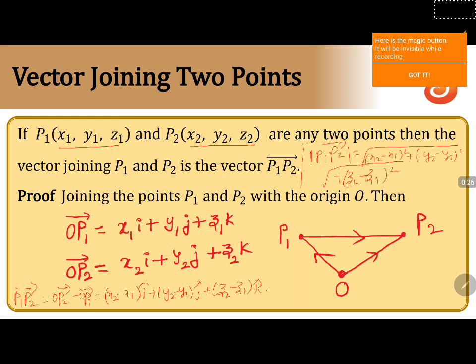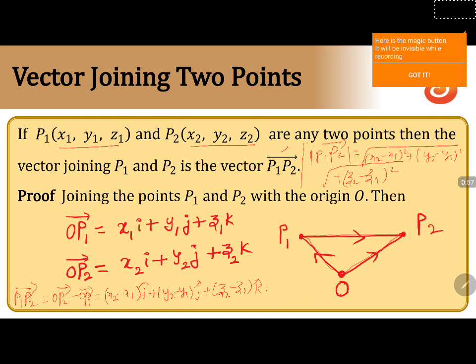Now consider a point O and the two points P1 and P2. Now join O to P1 and join the two points O and P2. Lastly, join P1 and P2. So the direction is from P1 to P2. Now the vector which is joining the two points P1 and P2 is nothing but the vector P1P2.